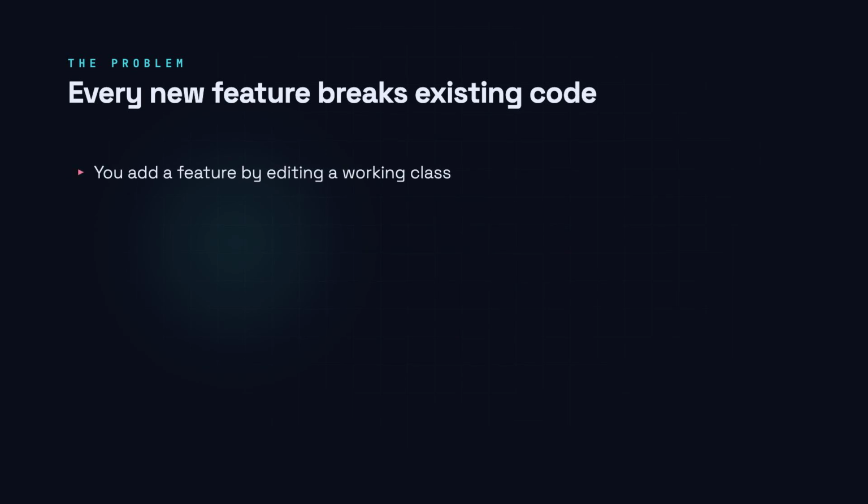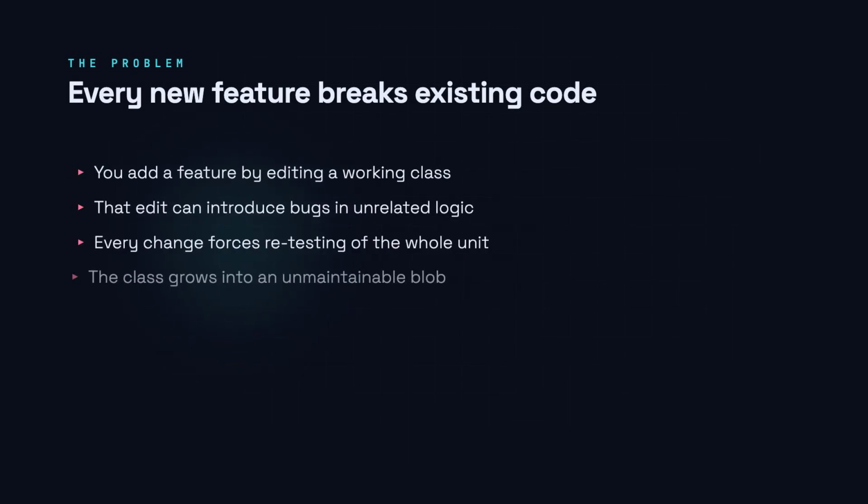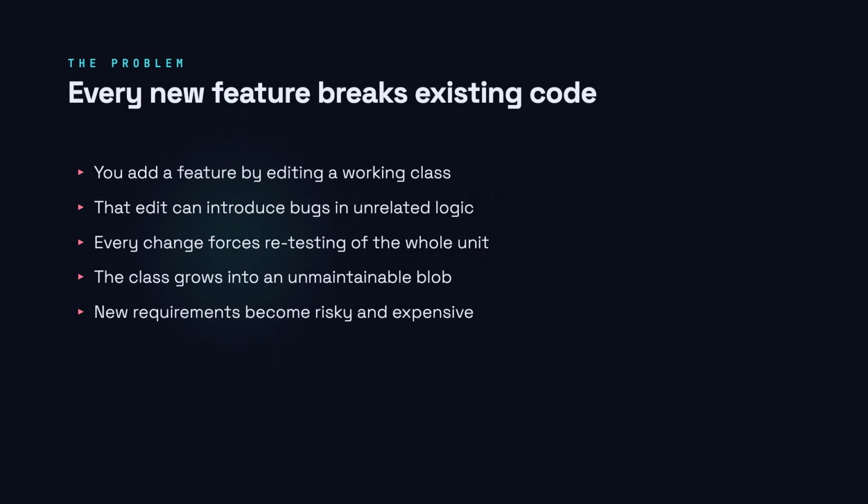Imagine you have a class that calculates shipping costs. It works perfectly for standard delivery. Then a requirement arrives: add express delivery. You open the class, add an if-else branch, and suddenly your standard delivery logic is at risk of breaking. The next requirement adds overnight delivery, another branch, another risk. Every new feature forces you to modify code that was already tested and working, and that is exactly the pain the open-closed principle was designed to eliminate.